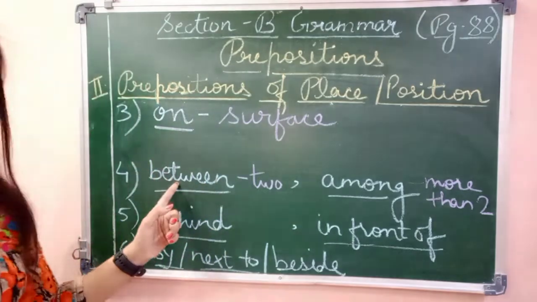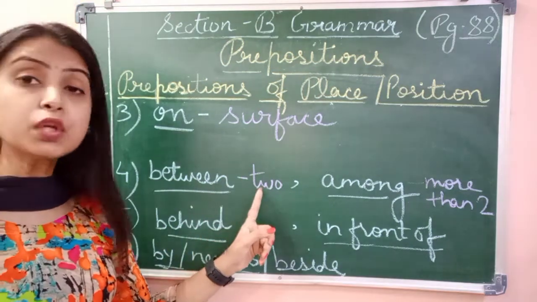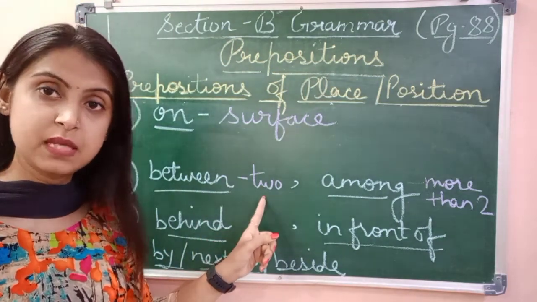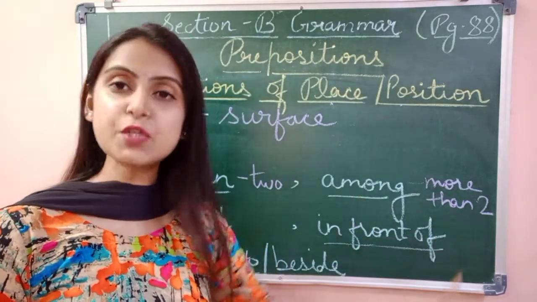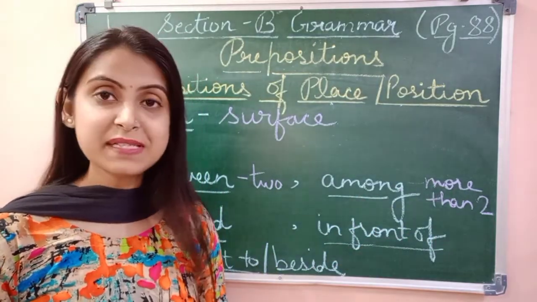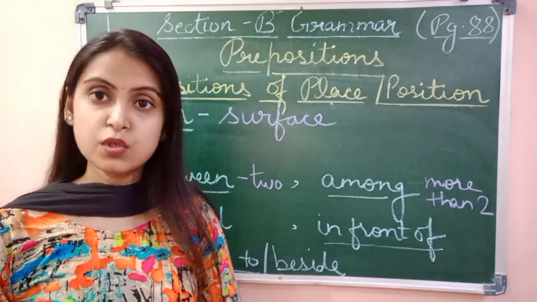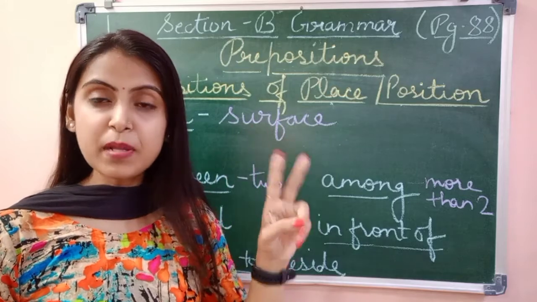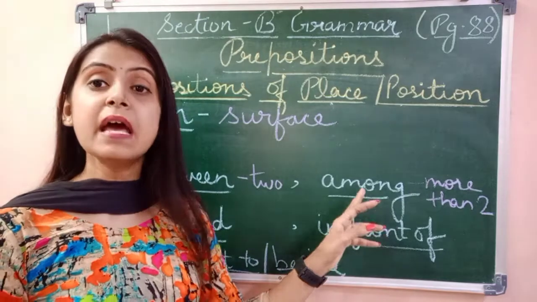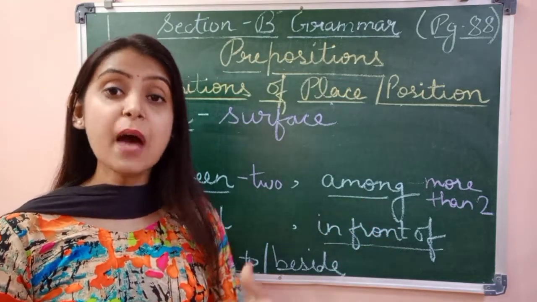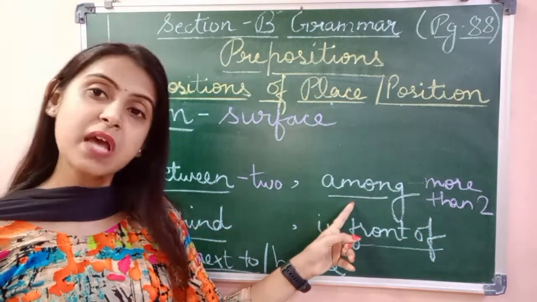Right. Then between. Between is used when we refer to two people or things. And among is used when we refer to more than two people or things. For example, I say stand between your father and mother. So father and mother, two people. So you have to stand between them. Okay. But if I say distribute the sweets among your friends. So friends means more than two. So we have used among.